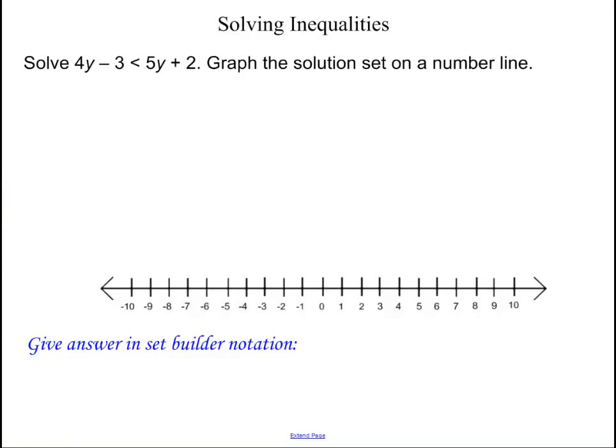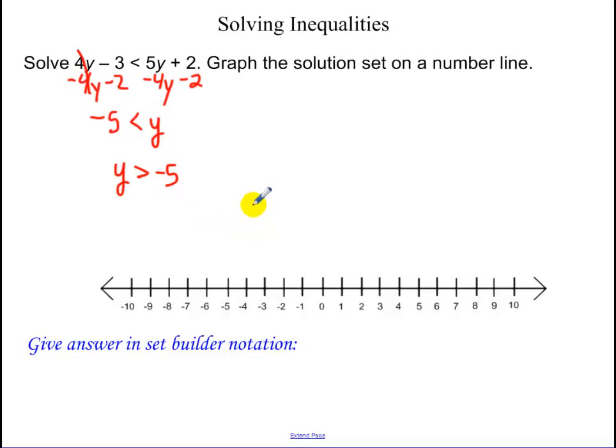Today we're going to be talking about solving inequalities. Inequalities are solved just like equations, just unlike equations, we're going to have an infinite amount of possibilities for our solutions. So our first example, I am going to subtract the 4y over, and I'm going to subtract the 2 over, so that we end up with negative 5 less than y, or flipping it around, y is greater than negative 5.